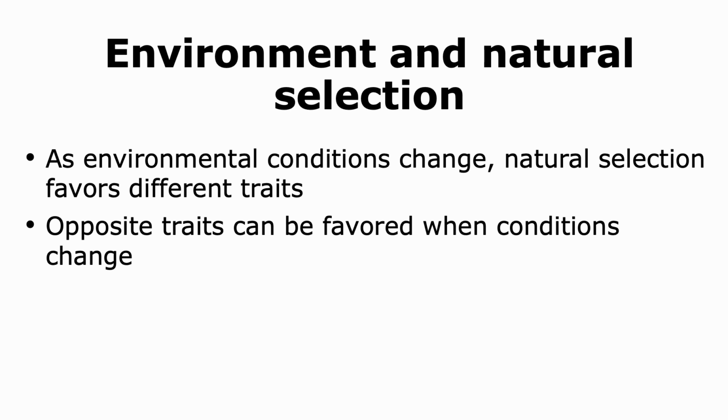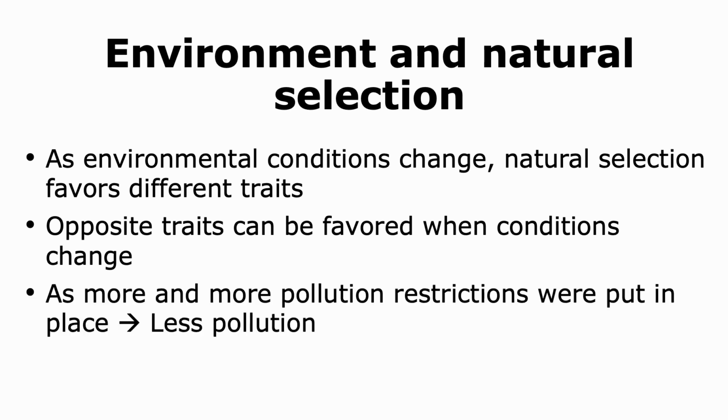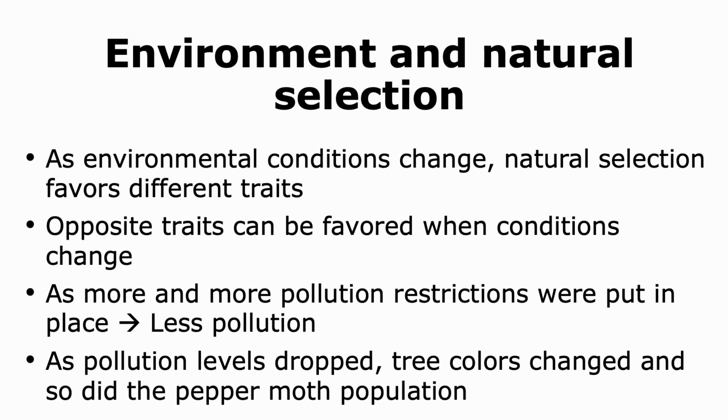In the case of the peppered moth, it was found that as more and more restrictions on pollution were put in place, there was lesser and lesser pollution observed. And as the pollution levels dropped, the tree colors started to change back to their natural color, and so did the peppered moth population, where now we were able to see more prevalence of lighter colored moths than the darker colored ones.